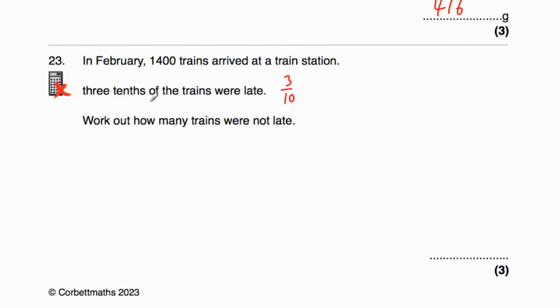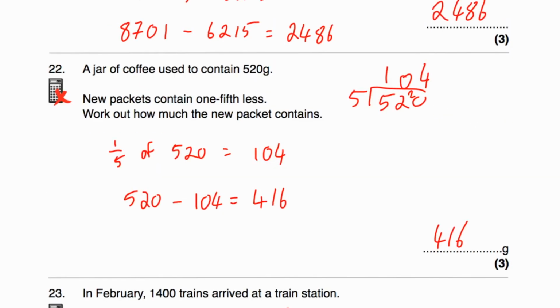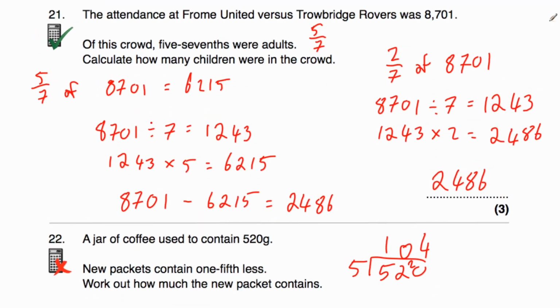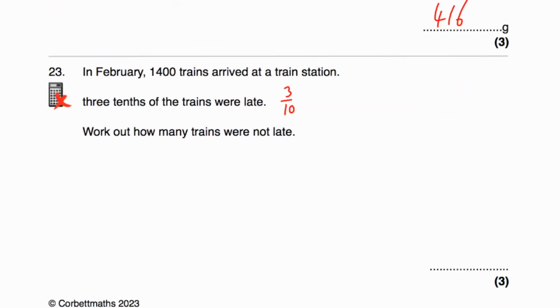So there's two different ways we can do this question. It's a bit like question number 21, actually, where we looked at the number of adults and children in a crowd. So in this question, what we could do is work out how many trains were late. So we could work out 3/10 of 1,400. And then to find how many trains were not late, we would just take that away from 1,400, and that would tell us then how many trains were not late. Alternatively, we could say, well, if 3/10 of the trains were late, the rest, which is 7/10, were not late. So we could just work out 7/10 of 1,400.